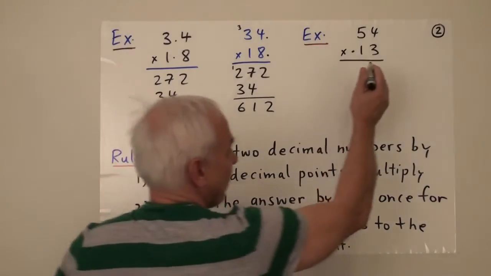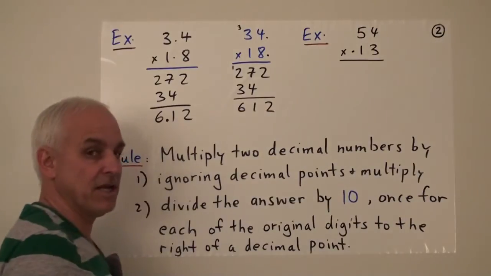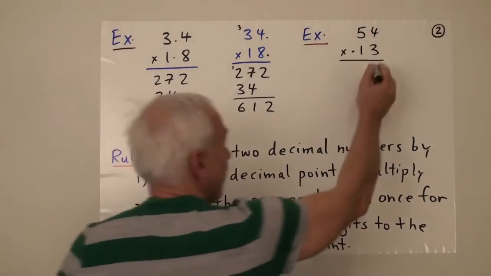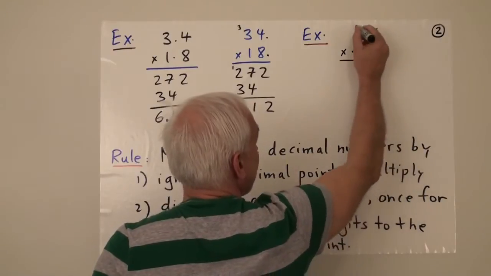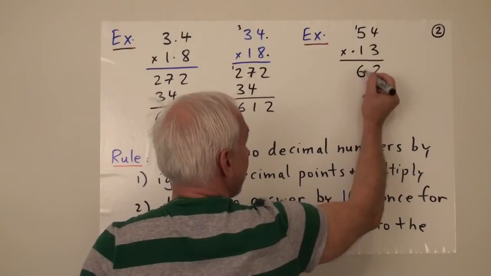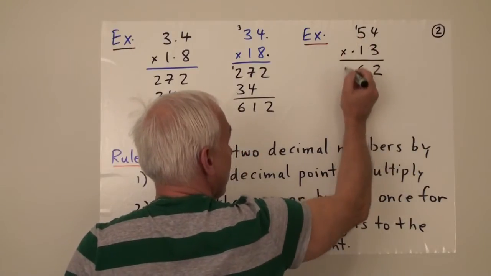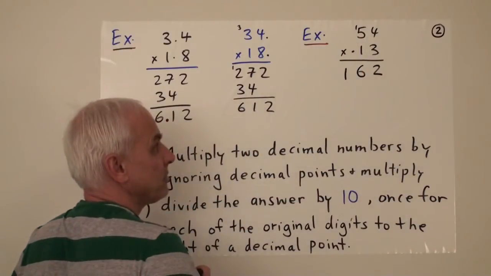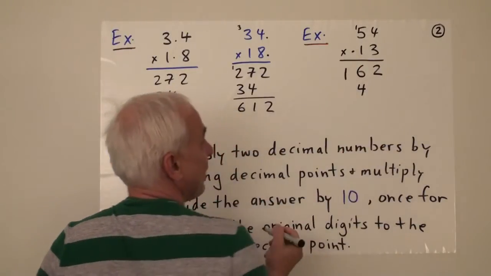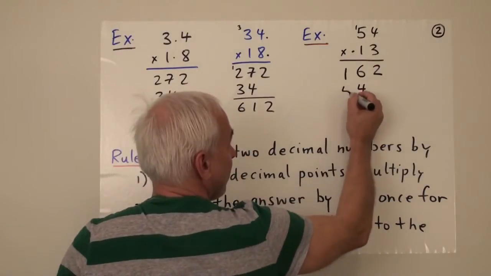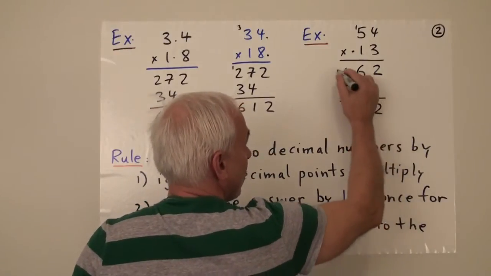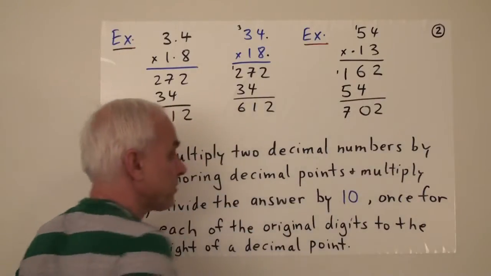We're going to multiply this as if it was 54 times 13, and we're going to worry about the decimals at the end. 3 times 4 is 12. 3 times 5 is 15, plus 1 is 16. Write down the 6, carry the 1, which then comes down. 1 times 4 is 4 and has to go in the tens place. 1 times 5 is 5. For a total of 2, 0, carry the 1, and 7.